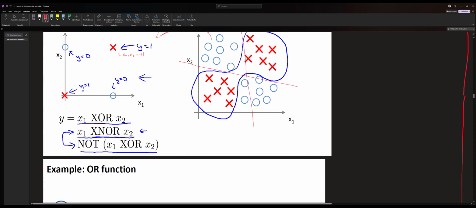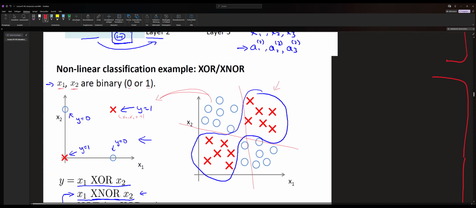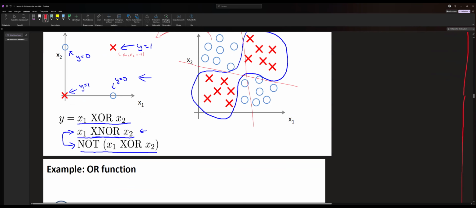Now what we actually want to do is learn a classifier for this, right? We want to use a classifier for this, and this is connected to logic.